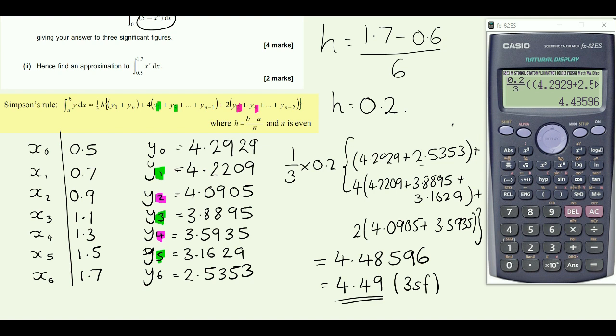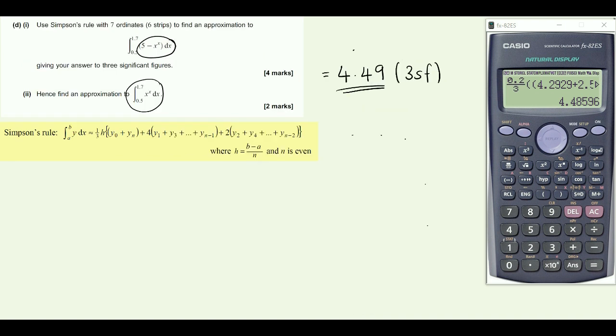Now part 2 then says, hence do an approximation just for 5 to the x, not 5 minus 5 to the x. So I'm just going to keep this number here, but I'm going to remove all the workings and show you how we go about part 2. The temptation with part 2 is to just do 5 minus this number and get the solution. But that's not quite right, because what we're doing is an approximation for the integral between 0.5 and 1.7 without the 5 and the minus 3x.